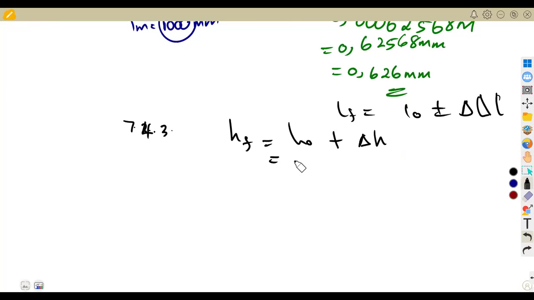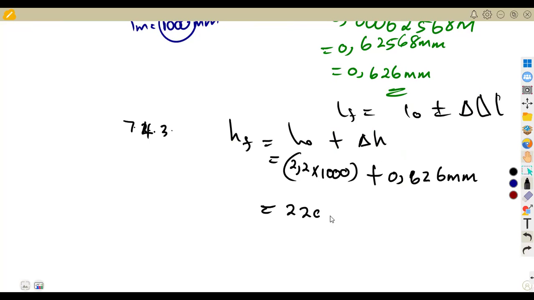So meaning to say the original height, 2,2 times 1,000 plus the change in that height. Remember, the change in height we calculated already in millimeters. We got 0,626 in what? In millimeters. So if you are to combine this, that was going to give you 2,200,626 in millimeters, all right? Of which you can convert back to meters, all right? It's up to you, but you can also leave it as it is.